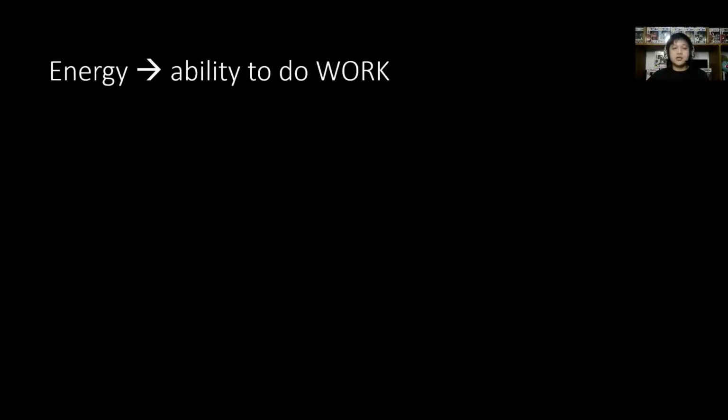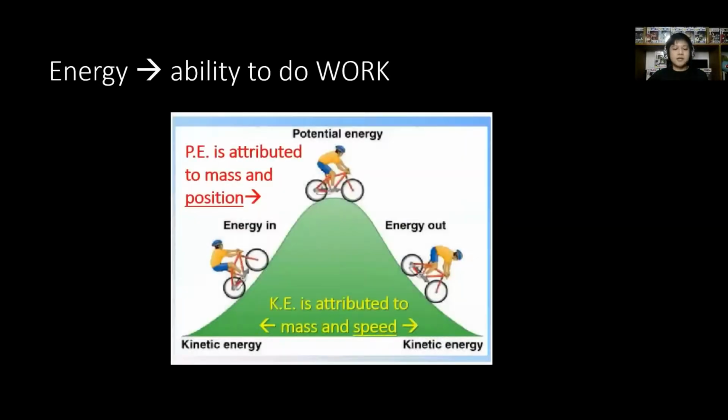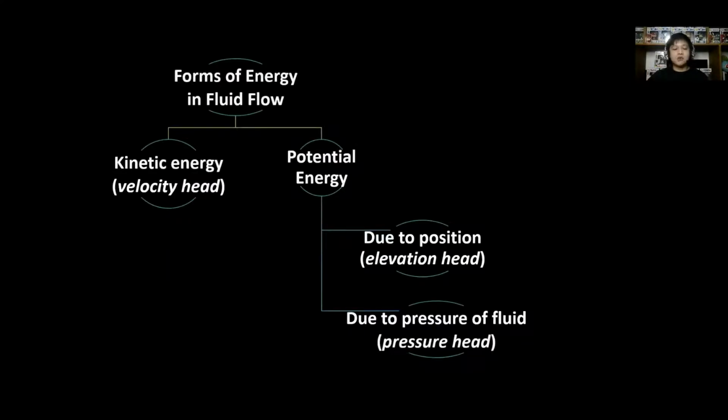Energy is the ability to do work. For the case of fluid, it is the ability to continuously flow. The picture presents the relationship of potential and kinetic energy, where potential energy is associated to mass and position, while kinetic energy is attributed to mass and speed. The diagram therefore shows the components of kinetic and potential energy.